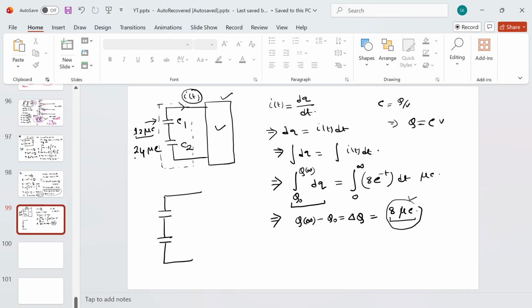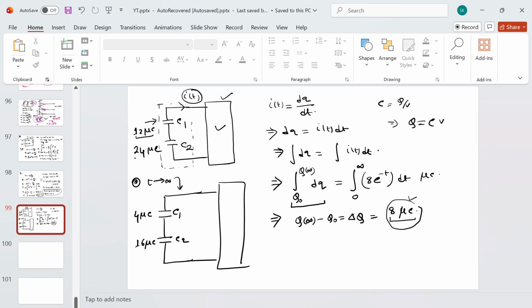So C1 will have the charge at steady state as 4 microcoulomb, and C2 will have what, 16 microcoulomb, right? So this is how the circuit will look at steady state, this particular one.